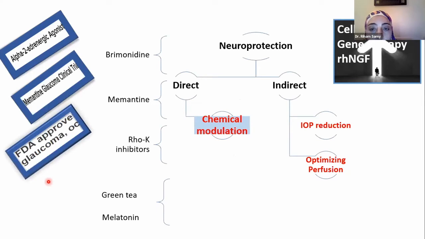And in the indirect one, we can reduce the intraocular pressure or optimize perfusion, as well as some of the anti-glaucoma drugs which have direct neuroprotective effects, like brimonidine, roxadustat or the Rho kinase inhibitors, some like memantine, and some of the traditional medicines like green tea and melatonin.